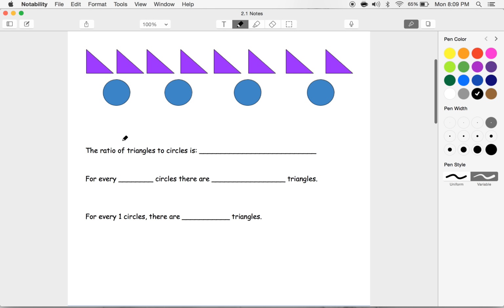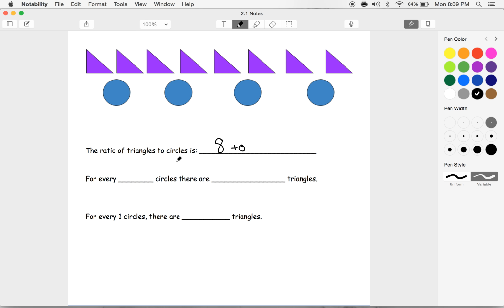So the ratio of triangles to circles is, remember we talked that order is very important. So because the word triangles comes first, let's see how many triangles there are. 1, 2, 3, 4, 5, 6, 7, 8. So I'm going to say 8 to 2. And also I could use the word to, or I could even use a little colon if I wanted to. I'm not going to right now, but you have that option.